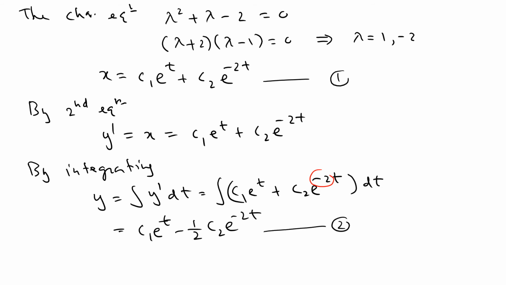Now we can use the initial conditions to solve for c1 and c2. But I'm going to give you a little note here. Let's say we use the other equation and see what's going to happen, just to know what's going to happen. So this is a note. Sometimes that method also works depending on the other equation. So we can get the same result.